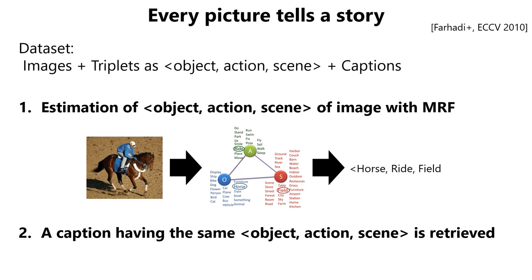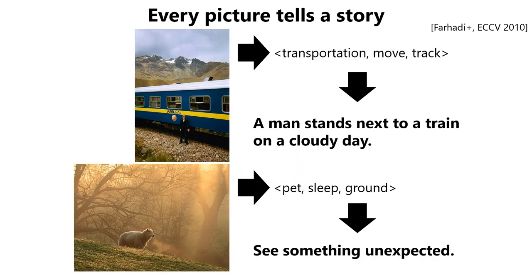The first step is to manually provide a dataset of images, their captions, and a triplet of what is an object, what is an action, and what is a scene. The object, action, scene triplet of new images is then estimated using a Markov random field. For the result of this triplet estimation, the caption with the most similar triplet in the training dataset is output as is. As a concrete example, when an image like this comes in, this is the triplet that is output.